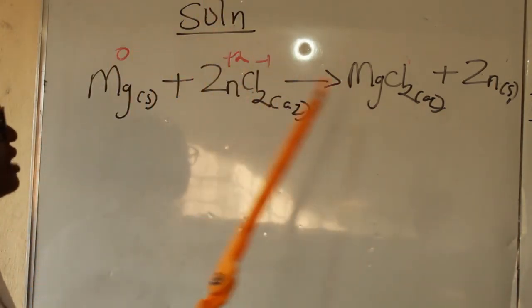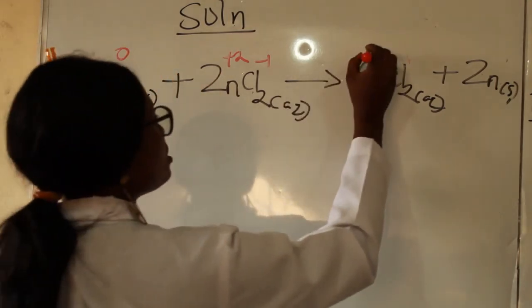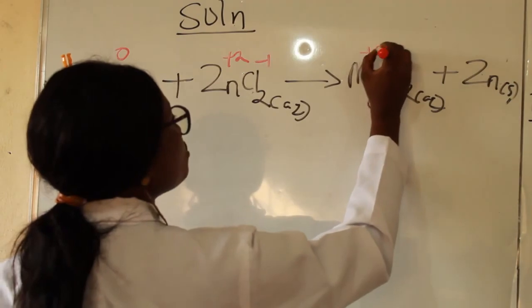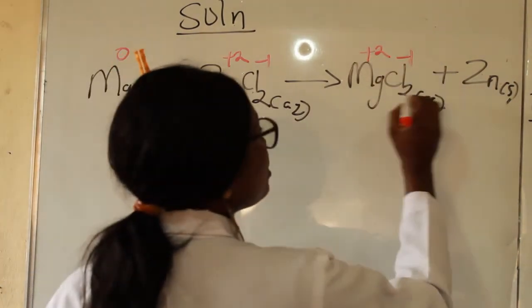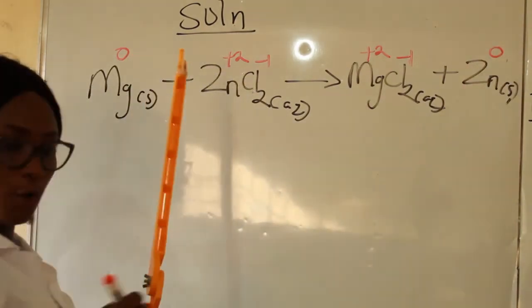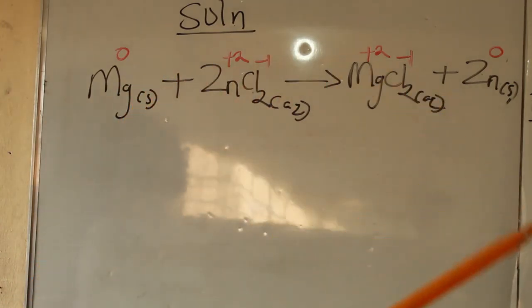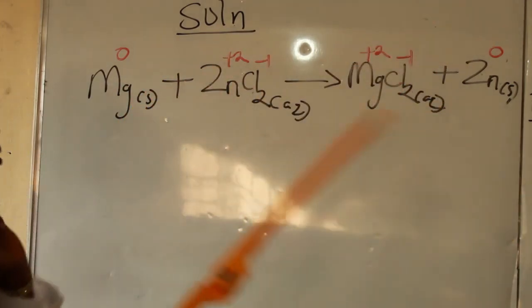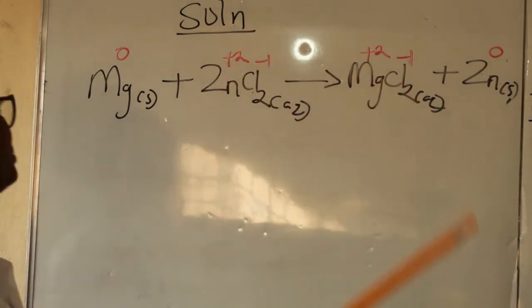Now, for the product side, you also check. Here magnesium is +2, and chlorine is -1. Then the zinc is 0. If you're able to write out the oxidation numbers, it is easy for you to know where oxidation is happening and where reduction is happening.